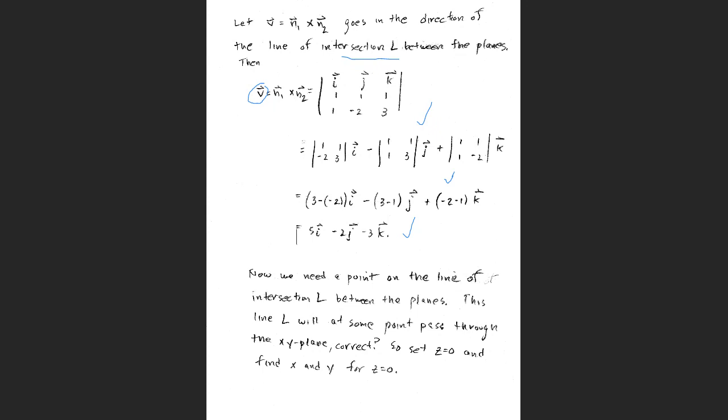So we know what direction our line goes in. It goes in the direction of the vector 5, -2, and -3. Now what we need to do is find a point on the line of intersection, which is the line of intersection between the two planes. I'm going to give you a moment to catch up here. Let me stop there for a moment.